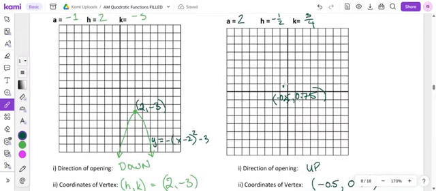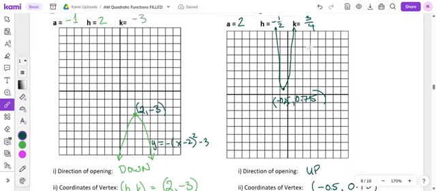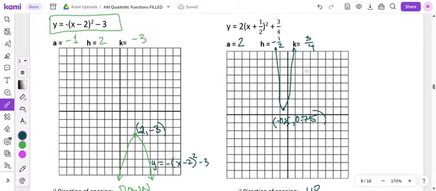And then I don't know how to do the points yet, so I'm just going to do this. See, Miss Sly? It's a narrow parabola. And then I'll write the equation next to it: y equals 2(x plus a half) squared plus 3/4.